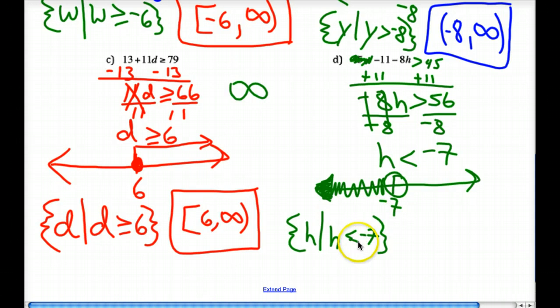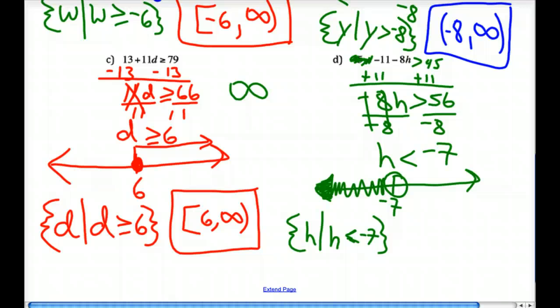Did you notice the sign went from greater than to less than, Nico? That's tricky. Does that make sense?